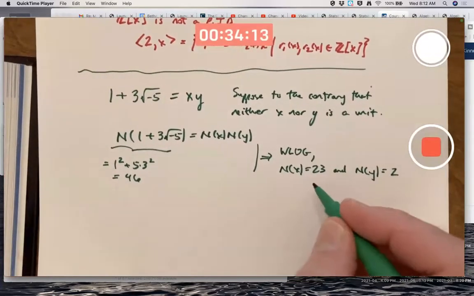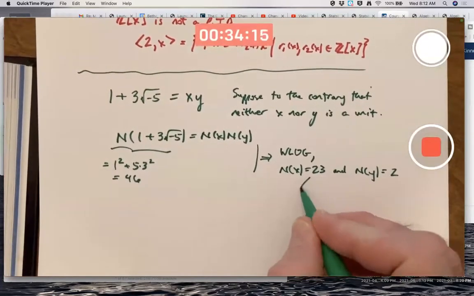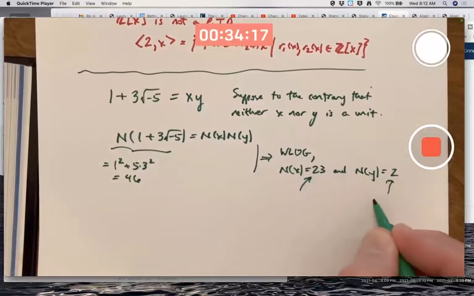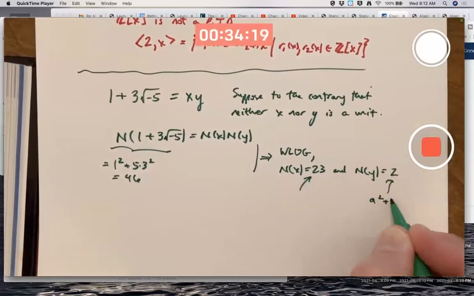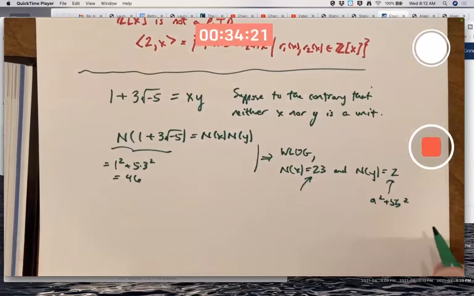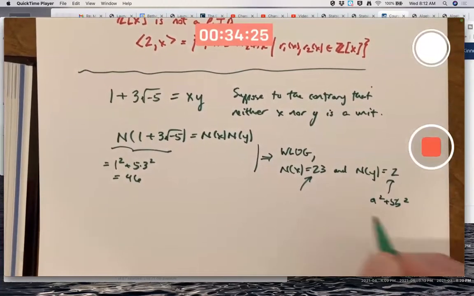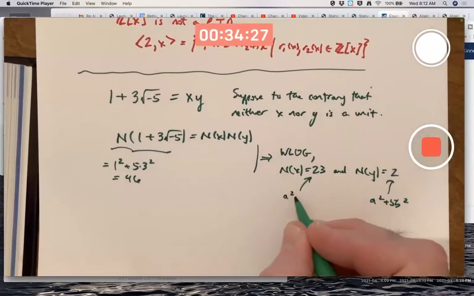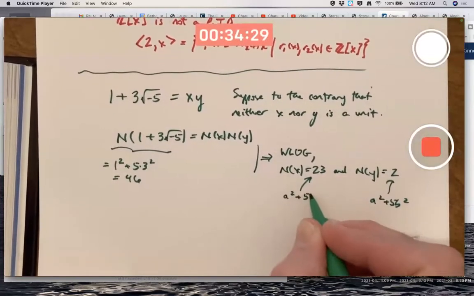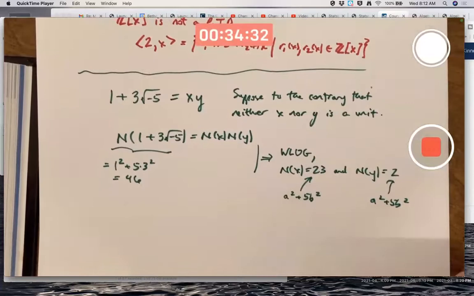Evidently, both of these things lead to contradictions. Definitely saying a squared plus 5b squared equals 2 is a contradiction. And that, I guess, would be good enough. You only need one contradiction. Evidently, it must be true that there is nothing you can choose for integers a and b to make that equal to 23. That's less clearly a contradiction. It's less clear that there's no way you can make 23.